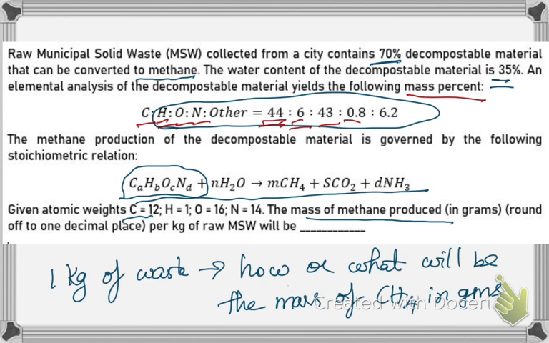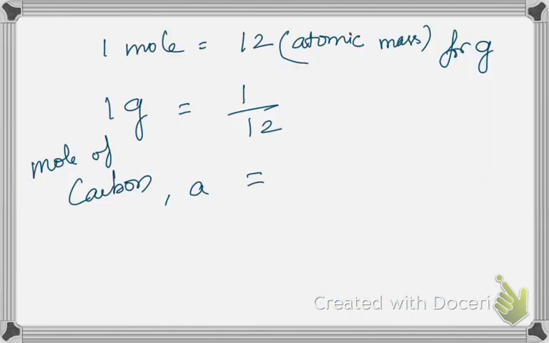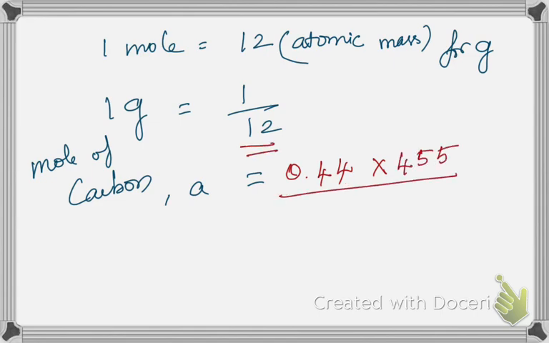In order to determine the mole of carbon, I am going to use this 44%. That is the elemental analysis of the decomposable material, it contains that particular mass percent. So since 44% is given, I will take it as 0.44 into 455, which we already determined as the dry decomposable waste, and the atomic mass is 12. If I just divide it, I will get the mole of carbon that is present as 16.68.